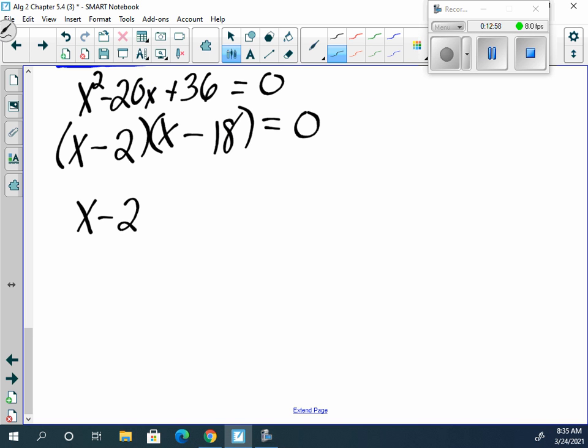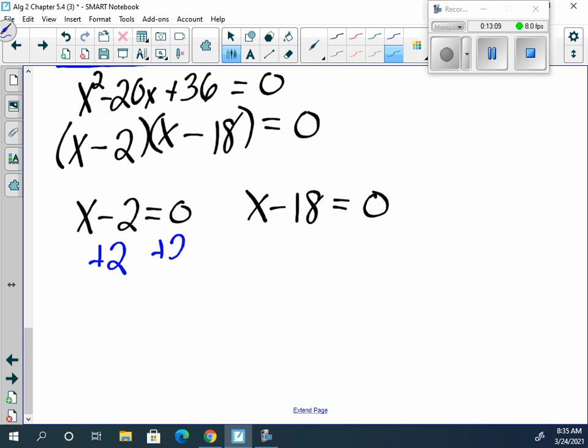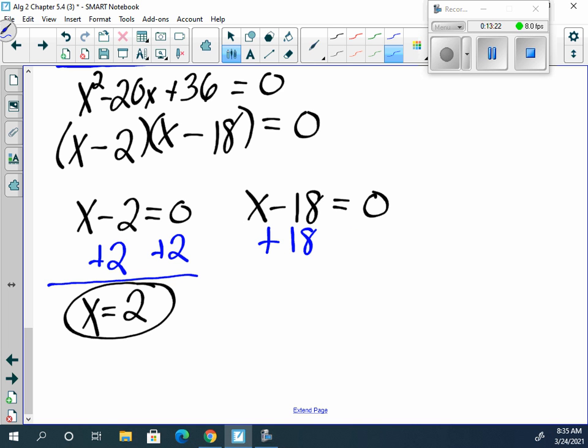And last but not least, we are in the home stretch. Add 2 to both sides, which will tell us x is equal to 2. And here we can add 18 to both sides.